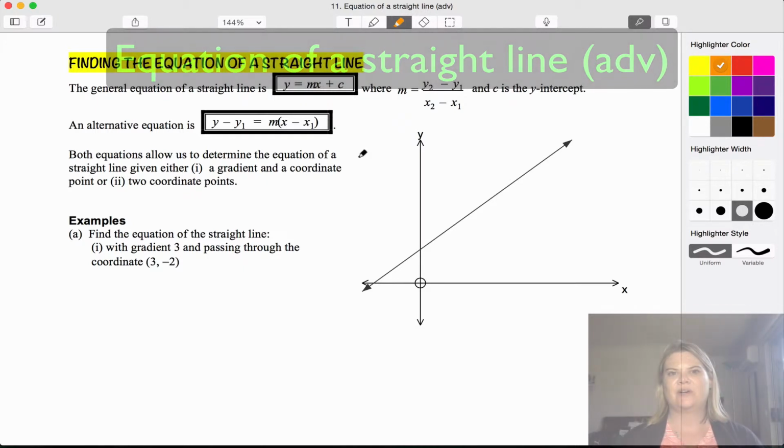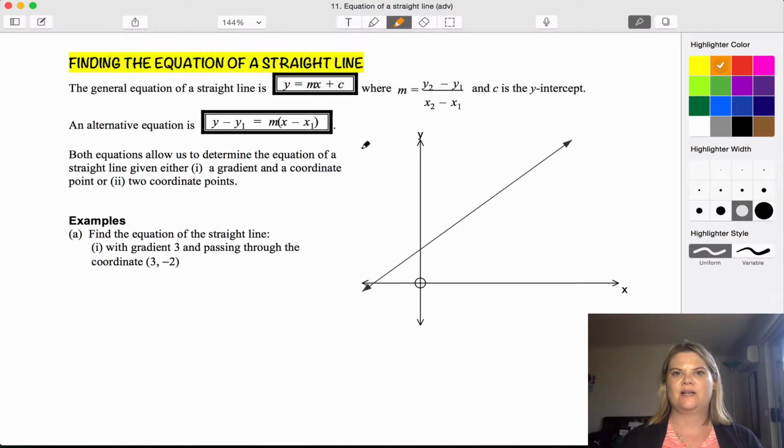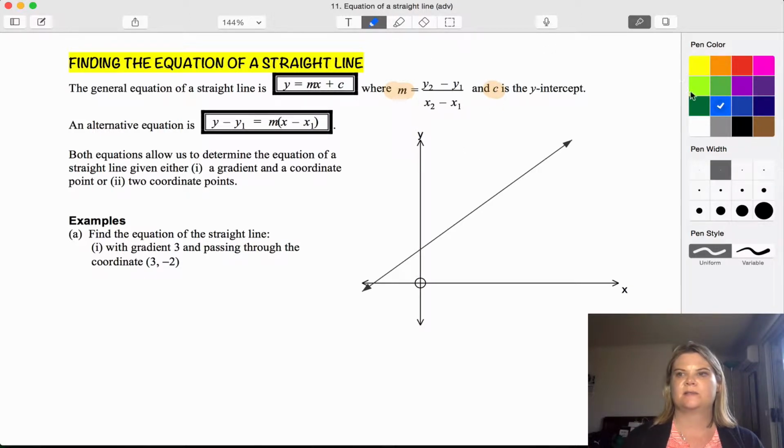And welcome to our video on finding the equation of a straight line. Now the general equation of a straight line is y equals mx plus c, where m is the gradient, which we can find using one of the three gradient equations we've been using in the past. I've got one of them here, y2 minus y1 over x2 minus x1, and c is the y-intercept. So I'll just label those here for you.